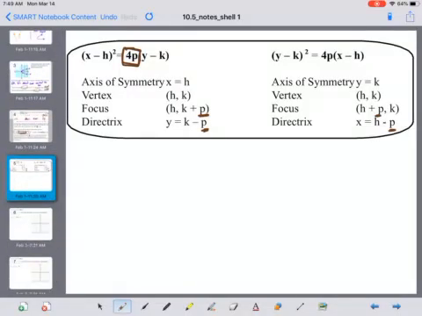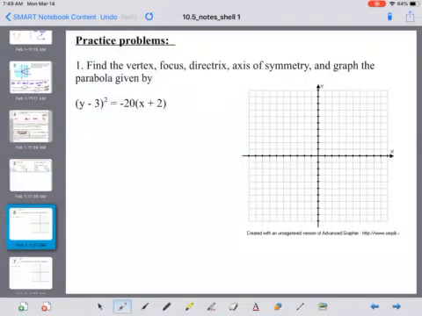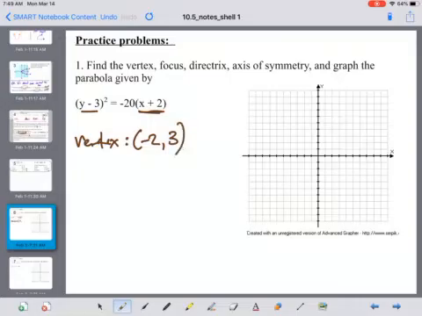So what does that look like? So in this first practice one, the vertex we can find first. Opposite of the positive 2, we're going to have negative 2. Opposite of the negative 3, we're going to have the 3. We need to remember to focus on looking at the x and the y there, so we have negative 2 comma 3 for our vertex.